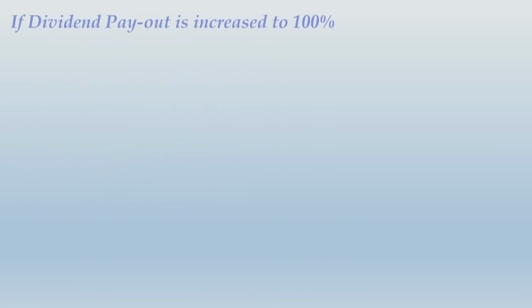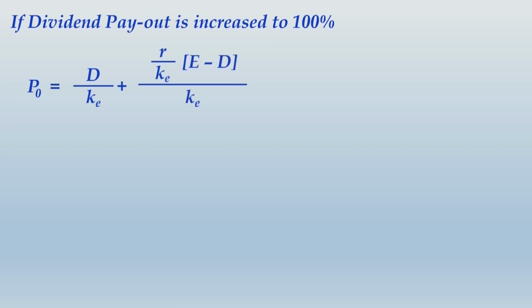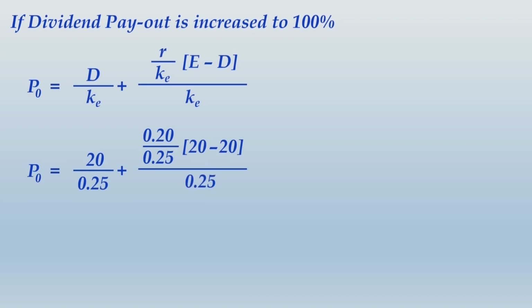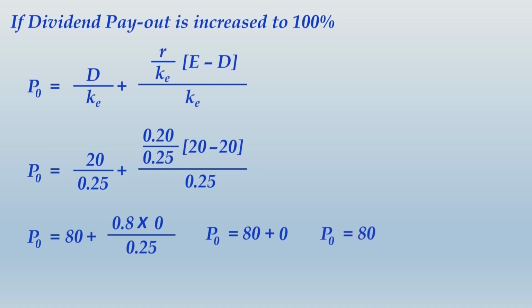Let us move ahead and look into what would happen if dividend payout is increased to 100%. So this time, because you are distributing more dividend, the value of the share will definitely be better than earlier. So in the scenario where R is less than KE, you would find that the higher the dividend payout, the higher will be the value of the share. This time the value of the share goes to 80.